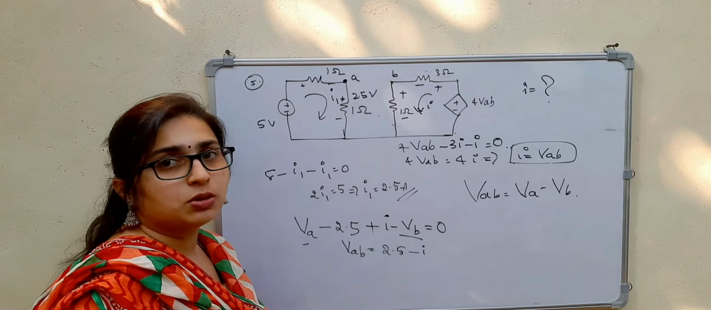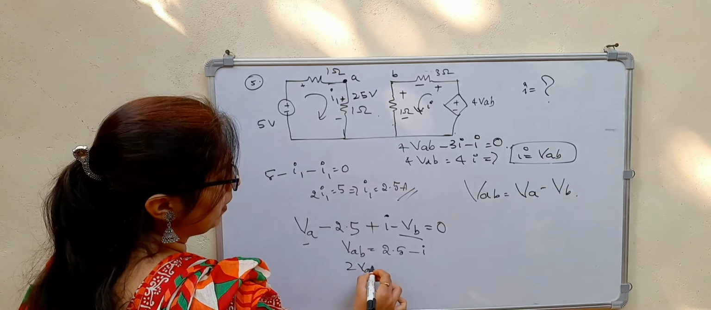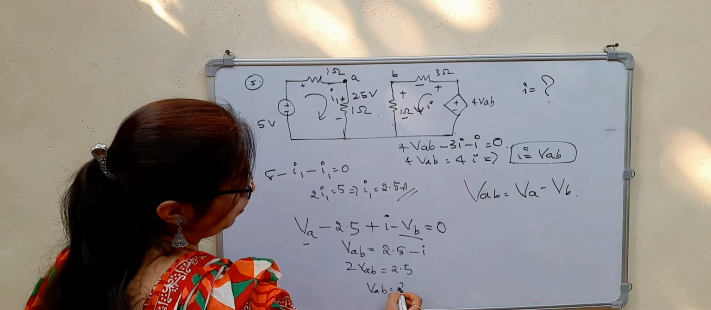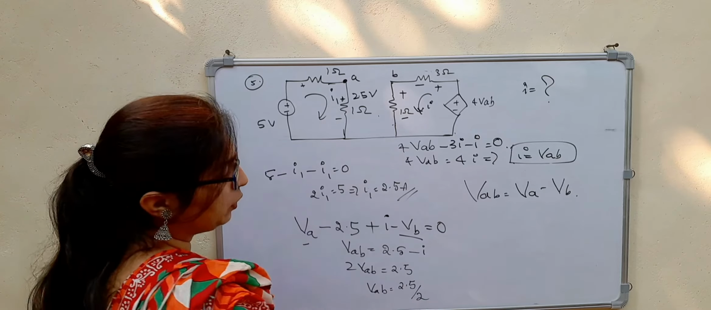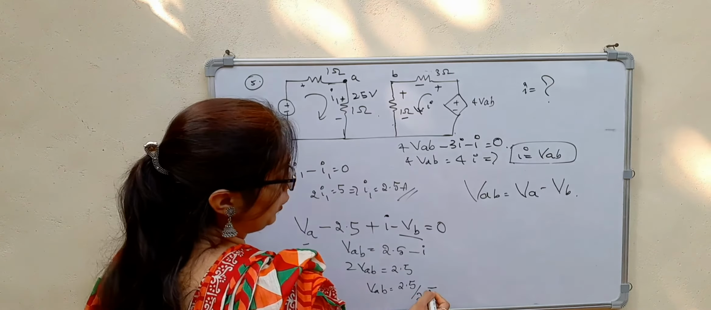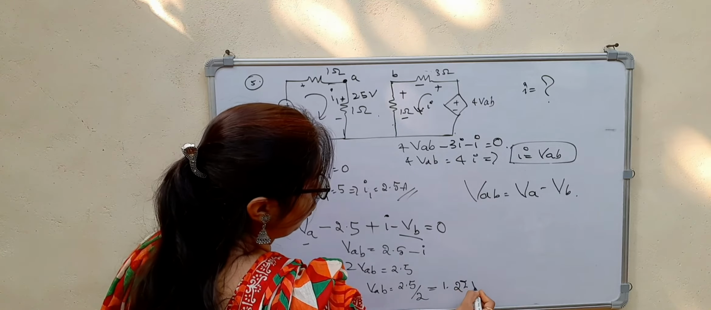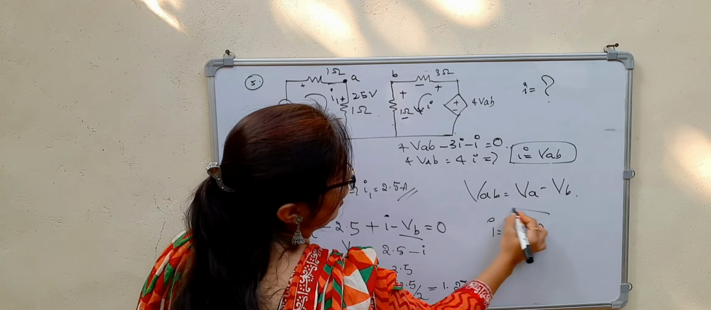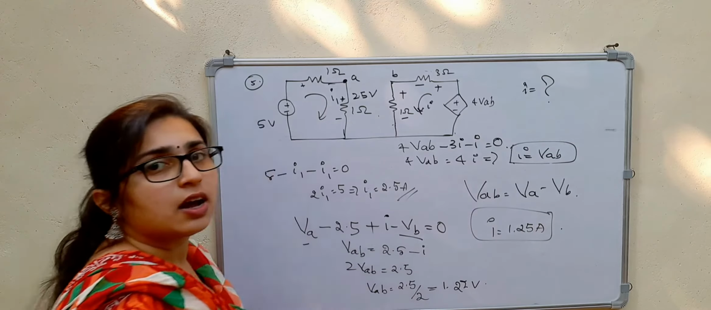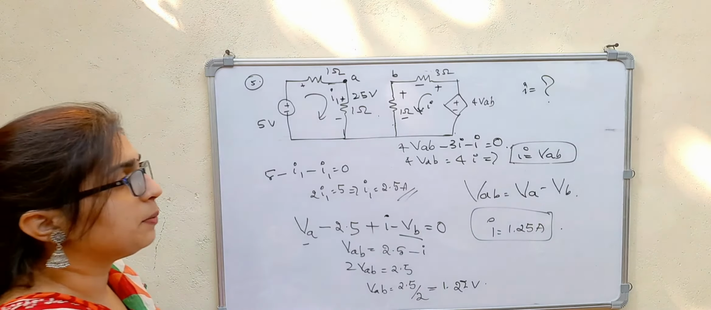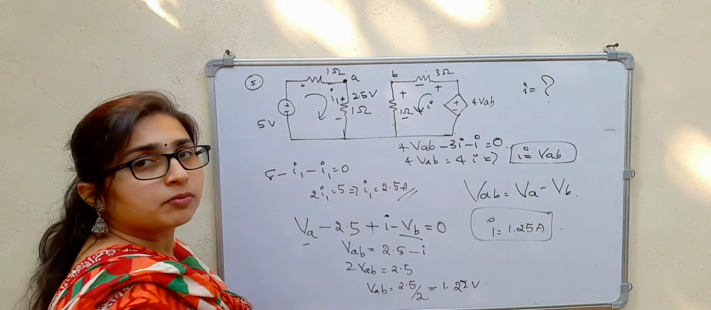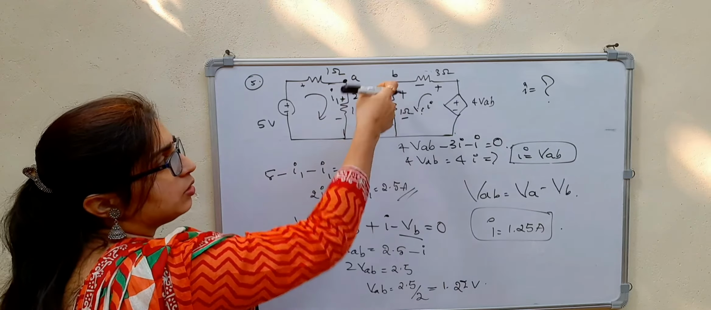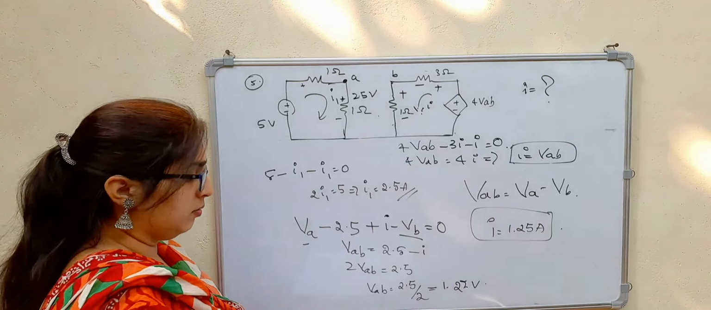So if it comes to the left hand side, it becomes 2 VAB, that is equal to 2.5. VAB is equal to 2.5 divided by 2. So that will be equal to 1.25 volts. So I is equal to 1.25 amperes. So this is the answer, 1.25 amperes. So just apply the KVL here, then from A to B.